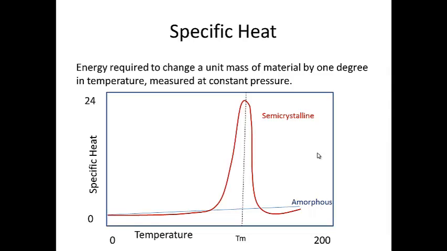Specific heat is also affected by structure. In this case, we notice that amorphous materials have a fairly constant and low specific heat. But if a material is semicrystalline, it illustrates a high specific heat right at the melting temperature and then a drop-off. So if I wanted to determine the melting point of a polymer, one way that I could do that would be to increase the temperature and measure this increase in specific heat at the melting temperature.